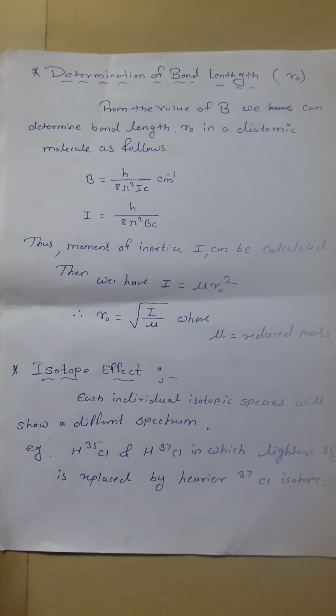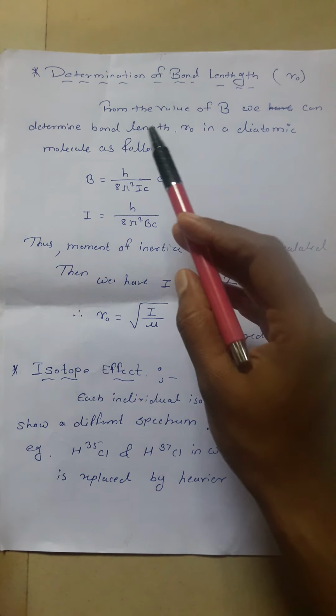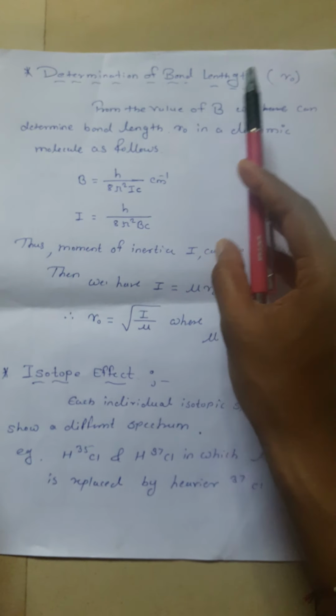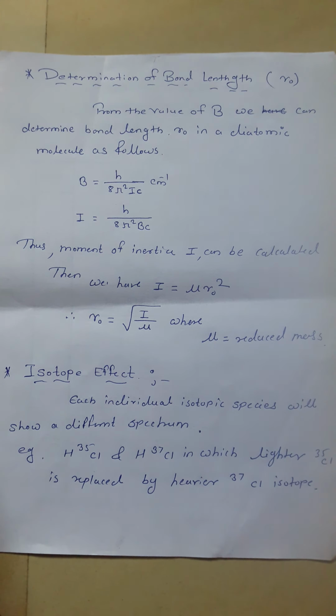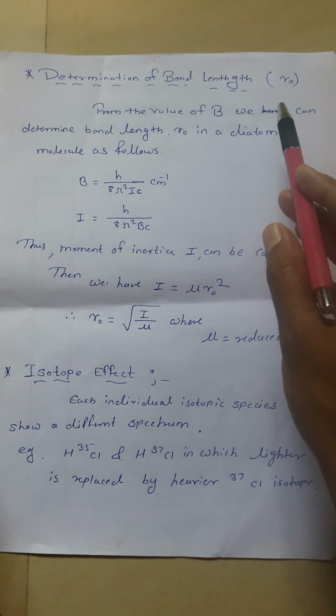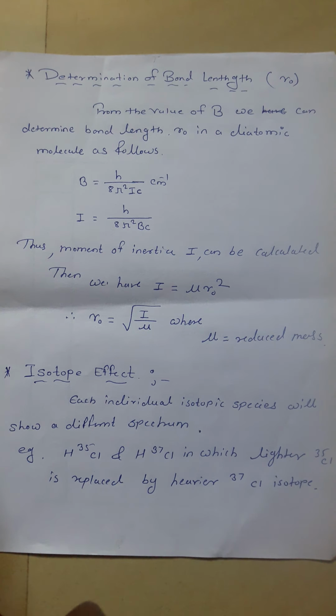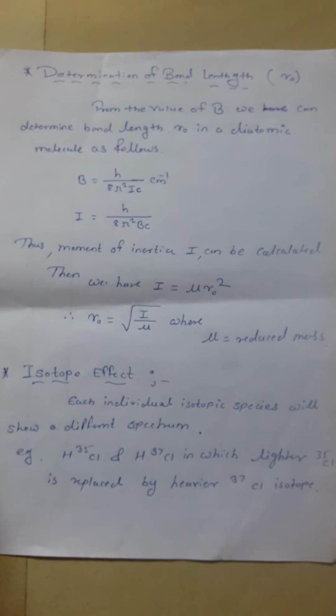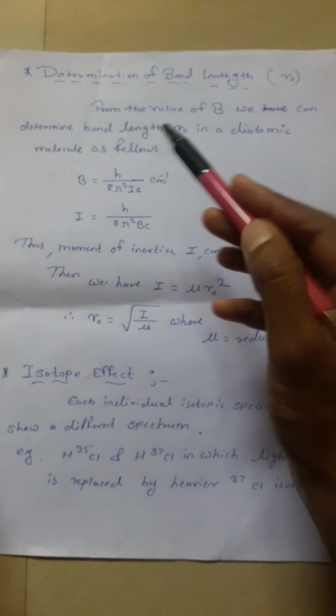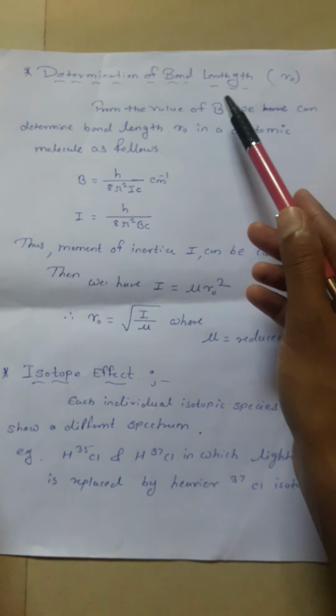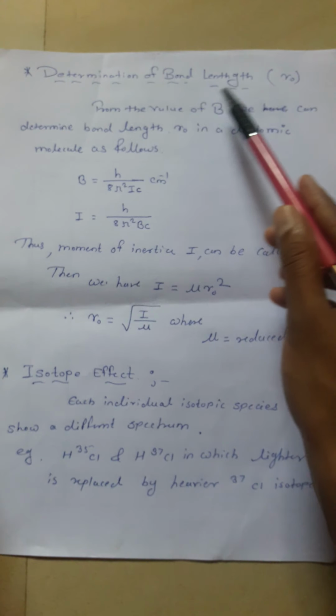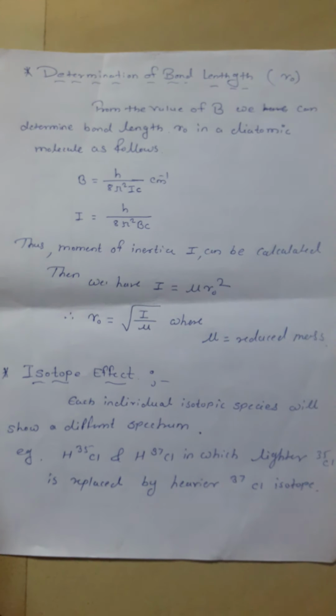Hello everyone. Today we are going to learn a new point, the determination of bond length, R0. In the last lecture we studied the spectral intensity, that means the intensity of spectral lines. Now here is the determination of bond length, that is R0.